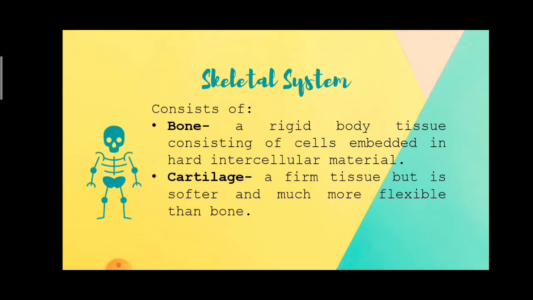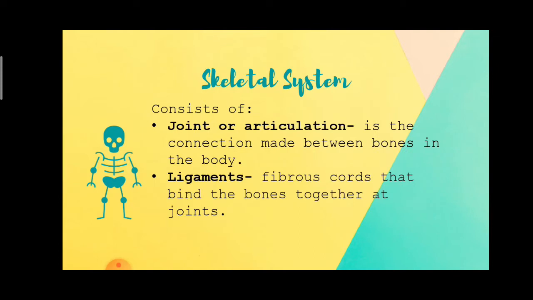The skeletal system consists of: 1. Bone, a rigid body tissue consisting of cells embedded in hard intercellular material. 2. Cartilage, a firm tissue but softer and much more flexible than bone. 3. Joint or articulation, the connection made between bones in the body. Number 4. Ligaments, fibrous cords that bind the bones together at joints.